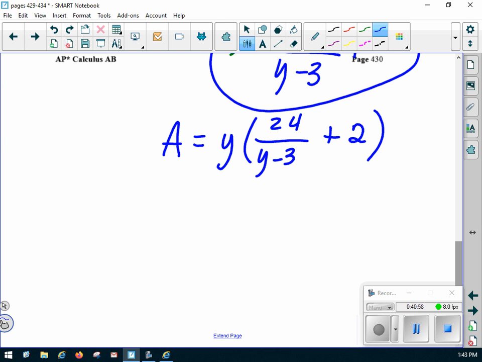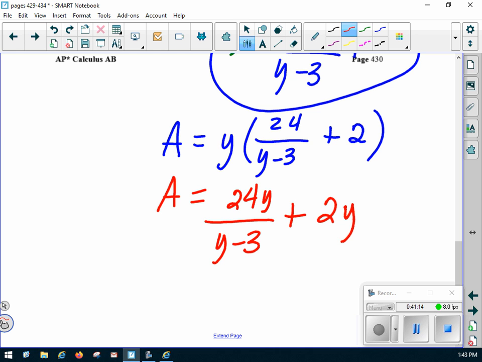Now I have to take the derivative of that. Do I want to leave it that way, or do I want to distribute the y? You tell me distribute the y, so let's distribute. Let's see what happens. This is 24y over y minus 3 plus 2y. You could. I'm not, and I'm going to tell you why. It's real easy to take the derivative of 2y, right? And if I get a common denominator, then my numerator is going to be quite a bit more complicated.